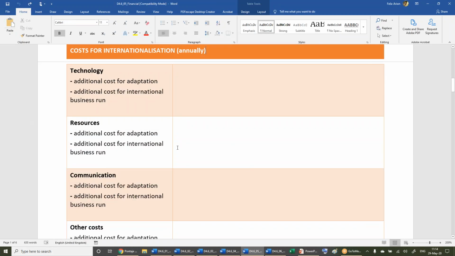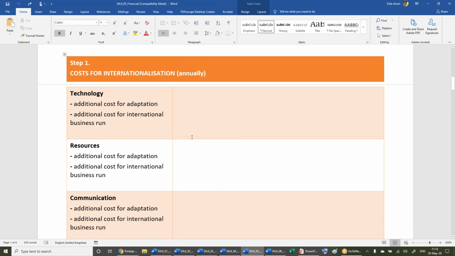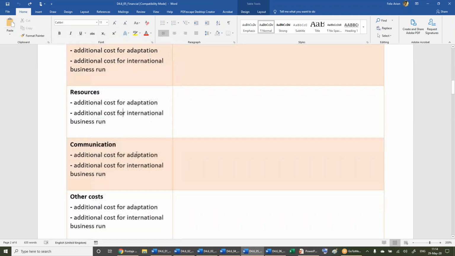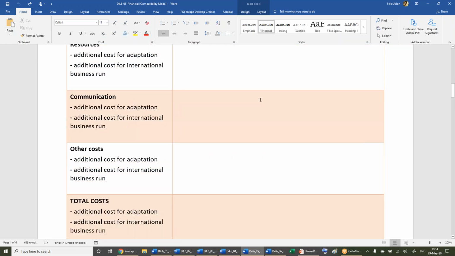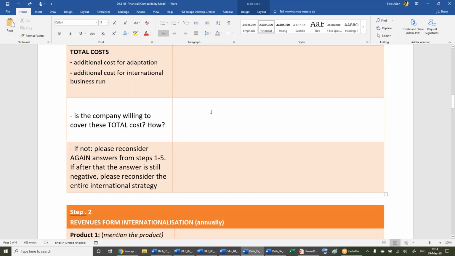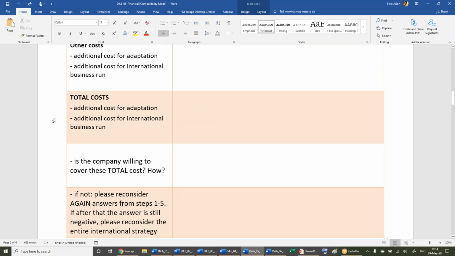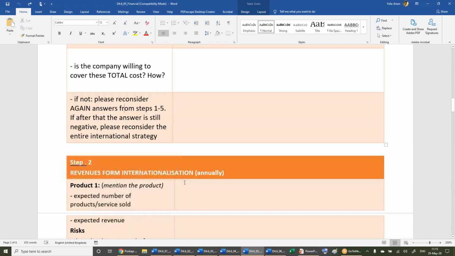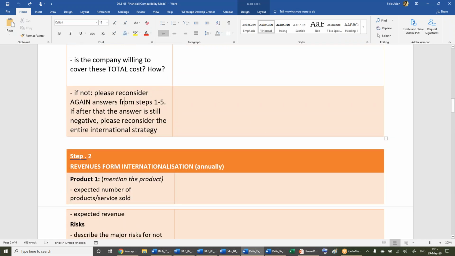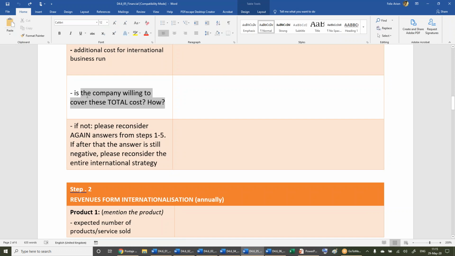Firstly, we take from the entire documents that we already have, like technology, resources, communication, other costs. We try to put it together and make a total of the costs taken from the other steps. Do we want to cover those costs? If yes, okay, that's good. If not, that means we are going back.